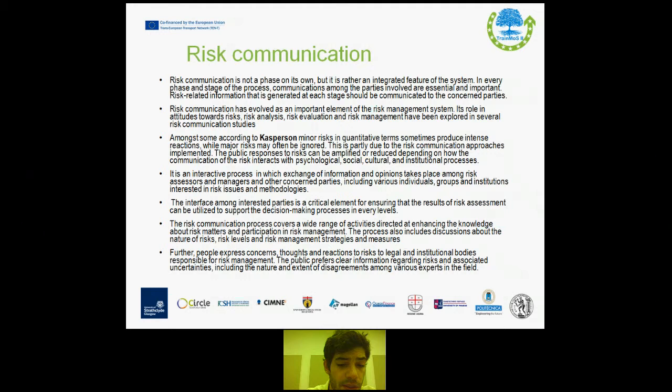The risk communication process covers a wide range of activities directed at enhancing the knowledge about risk matters and participation in risk management. The process also includes discussions about the nature of risks, risk levels, and risk management strategies and measures. Further on, people express concerns, thoughts and reactions to risks to legal and institutional bodies responsible for risk management. The public prefers clear information regarding risks and associated uncertainties, including the nature and extent of disagreements among various experts in the field.